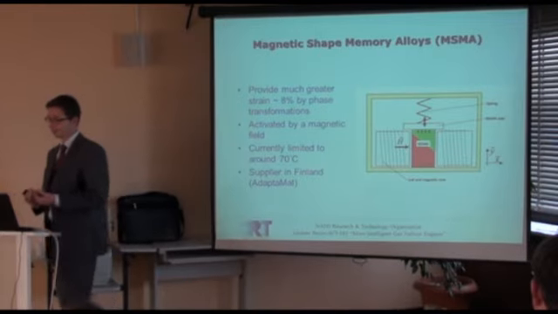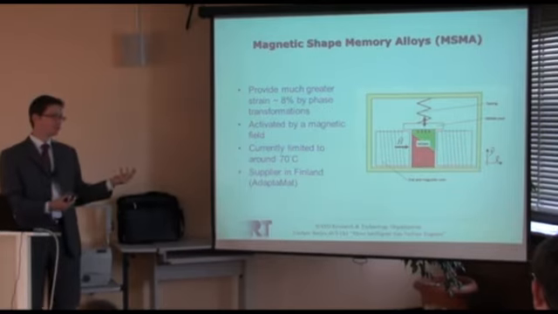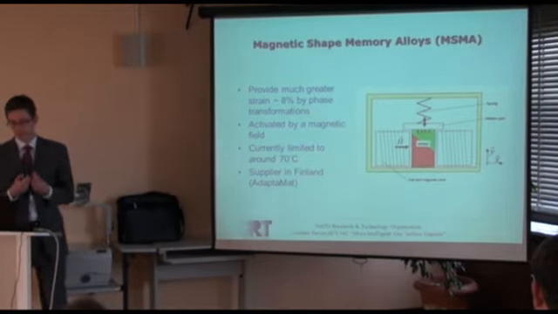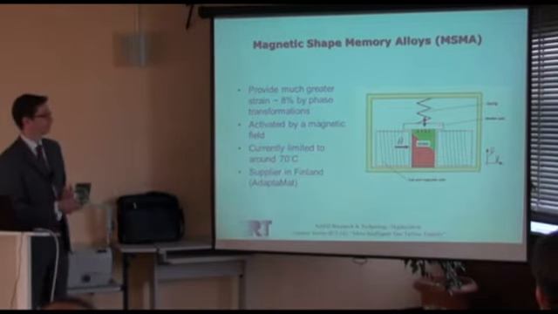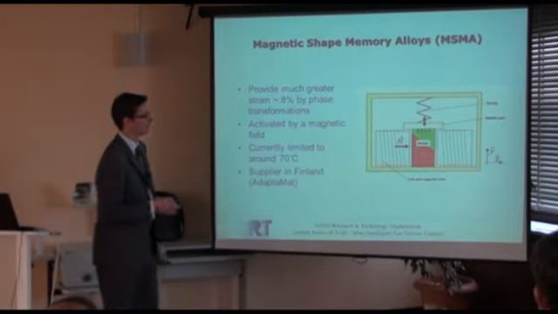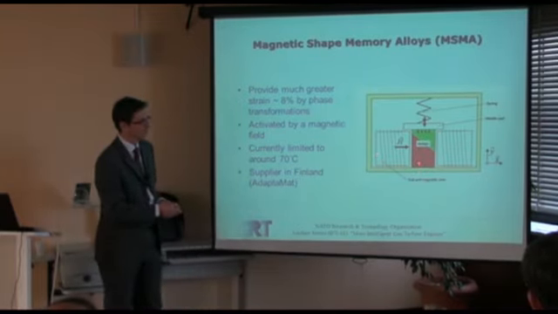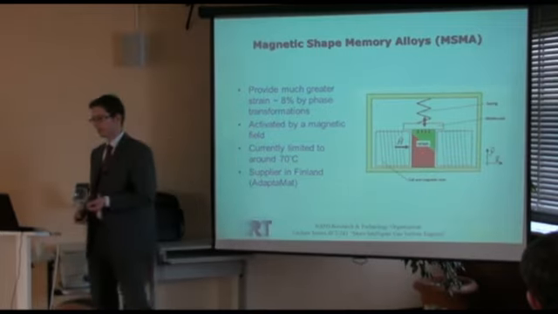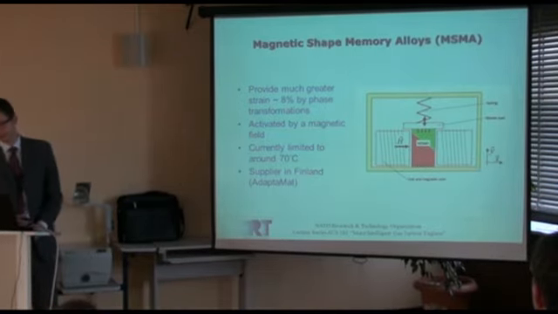Another technology is the magnetic shape memory alloys. So that's something in between shape memory and magnetostrictive. You can transform the material by applying a magnetic field to activate the material. Here's the principle of a sensor. So again, a solenoid activating a magnetic field and elongating this active material. Also, the nice thing is that that's commercially available, and there's a supply in Finland.